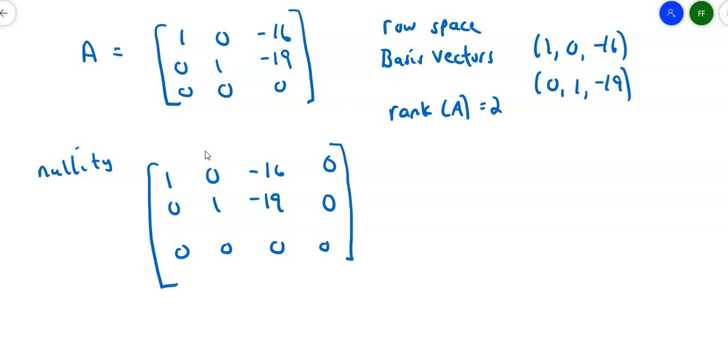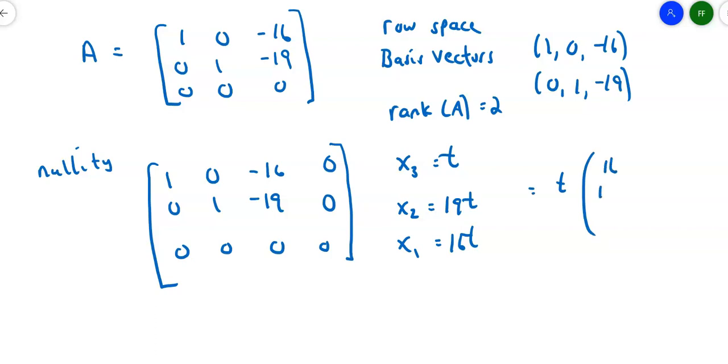All right, would you look at that? Part of our solution is already there. I need to set up a parameter. x sub 3 is t. So x sub 2 must be 19t, and x sub 1 is 16t. So my x1, x2, x3 looks like this. I put the t on the outside: 16, 19, and 1.